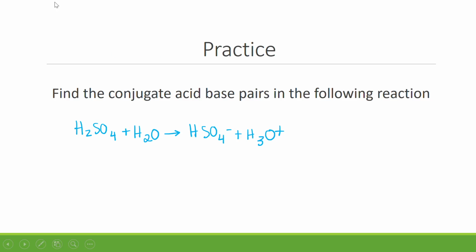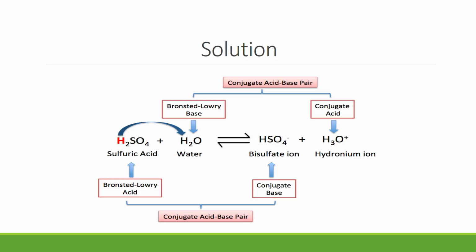Okay, so let's look at a practice problem here. So I'm going to have you find the conjugate acid-base pairs in the following reaction, just a hint, there's two, of sulfuric acid and water. So if you just pause the video and work on that for a second. Okay, let's see how you did.